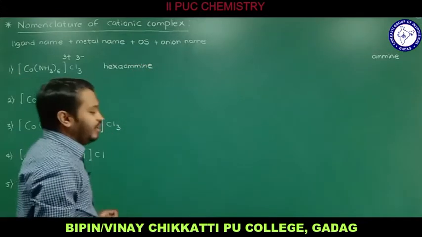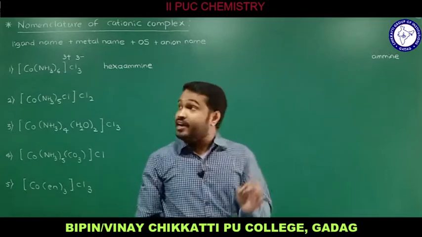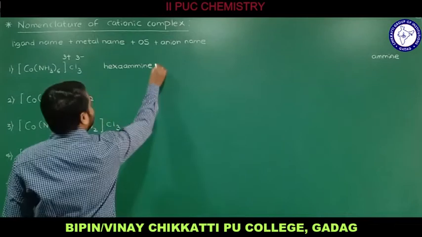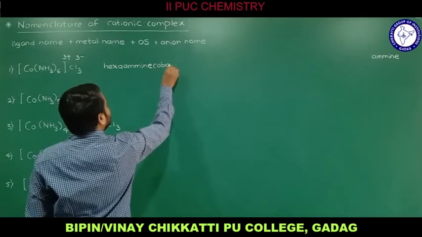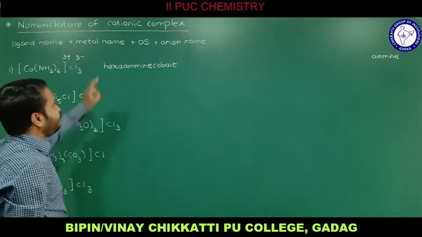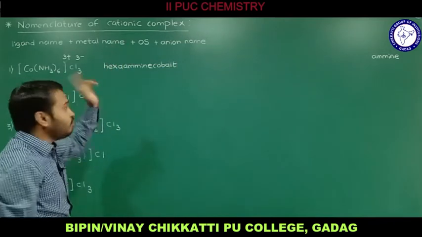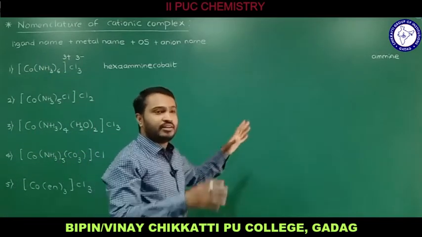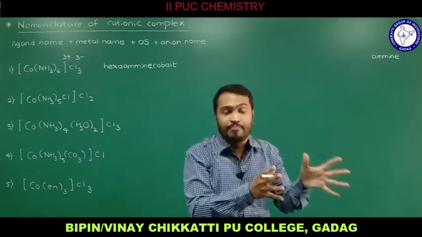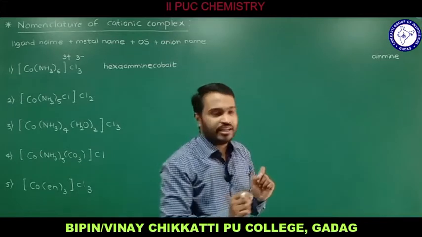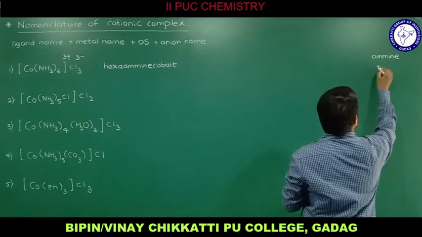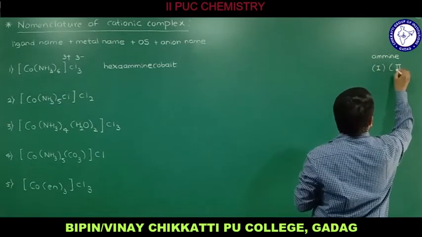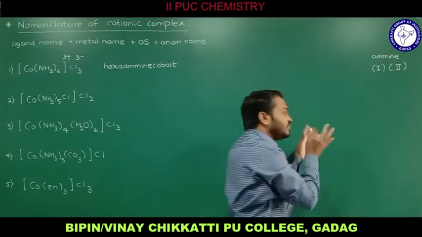So hexaamine. Now we write the metal name. The metal name is cobalt, so I write cobalt here. Continuously, hexaamine cobalt. Next we are supposed to write the oxidation number of the central metal atom, and the oxidation number has to be written in brackets, parentheses, in Roman numerals only. How do we write Roman numerals? If it is oxidation number 1, we write like this. If it is 2, we write like this. So the oxidation number has to be written in Roman numerals in the brackets here.